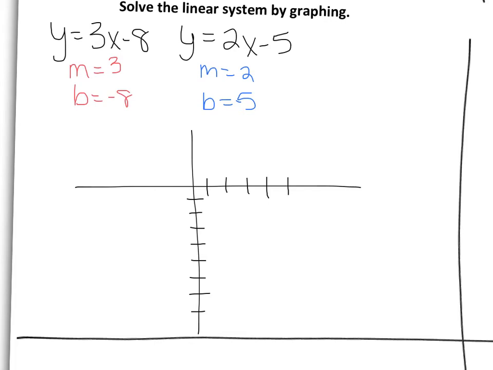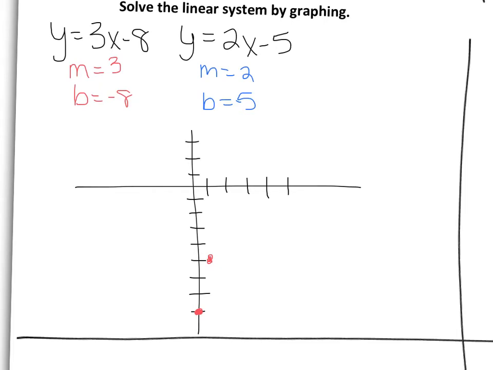Okay, so let's graph this first red line here. We're going to start at my y-intercept, which is at negative 8. Now from negative 8, my slope tells me I need to rise 3, run 1. Now in the past, we really only plotted 2 points, but I want to reiterate that my slope is the same anywhere on my line.